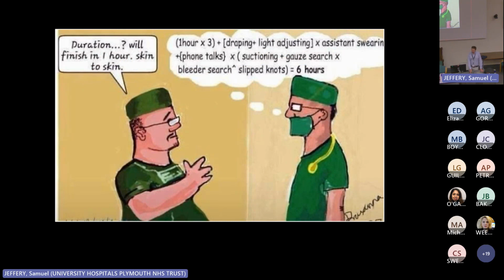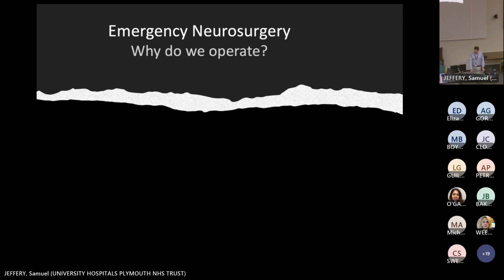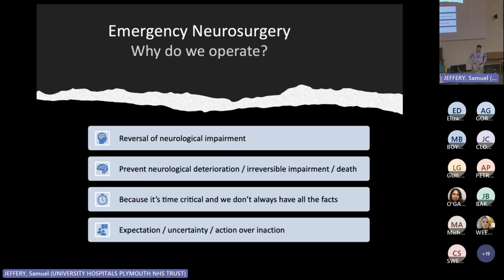Okay, so I think you're probably all familiar with that scenario. So talk a little bit about why we do what we do in a little bit more detail. What are the reasons for operating on patients out of hours or as an emergency? So can be a number of reasons, but firstly, it might be we want to try and reverse any neurological impairment they've got as a result of their pathology, or try and prevent that developing or deteriorating into irreversible impairment or death.